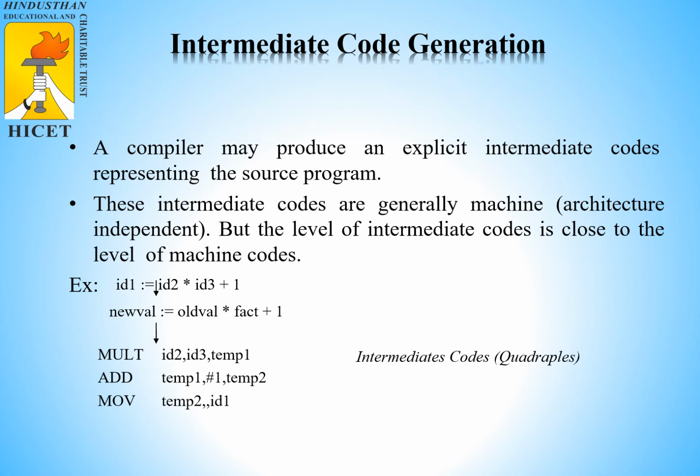For example, when we have id1 = id2 * id3 + 1, this particular high level language statement is converted into quadruples, that is, 3 address code transformations. In each and every single line we'll have a maximum of 3 representations, like multiplication and then id1, id2 and then temporary 1.